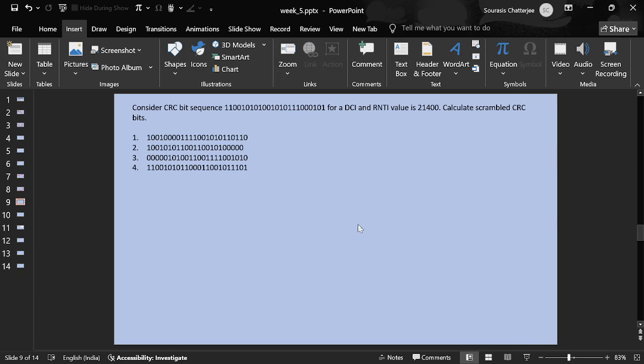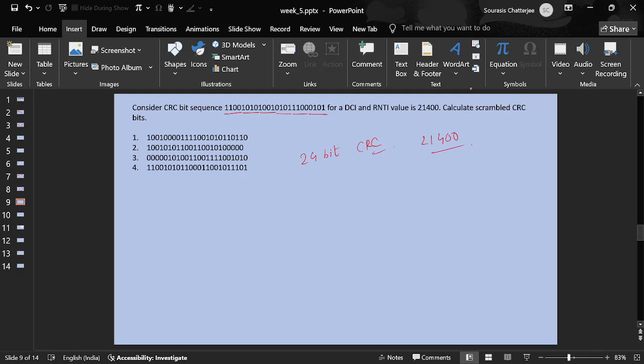So we have a CRC bit sequence here of length... how many? Let me check. 4, 8, 12, 16, 20, 24. Okay, so a 24-length CRC bit sequence, and the RNTI value is given as 21400.